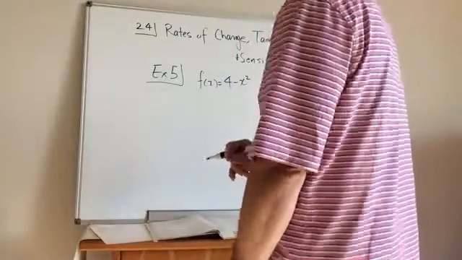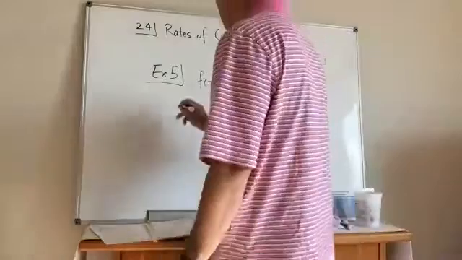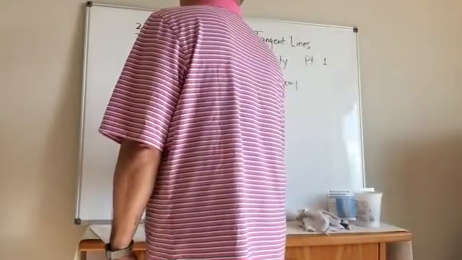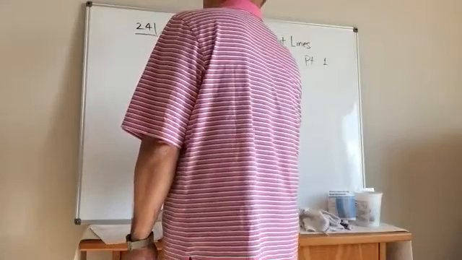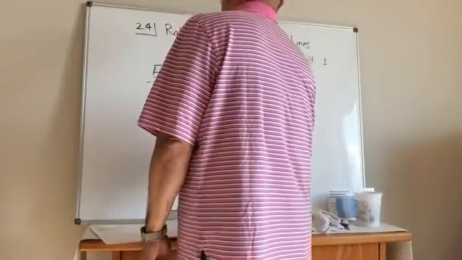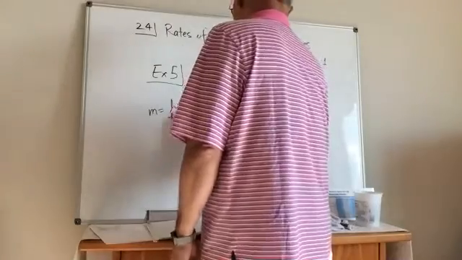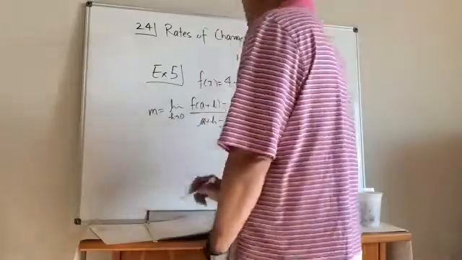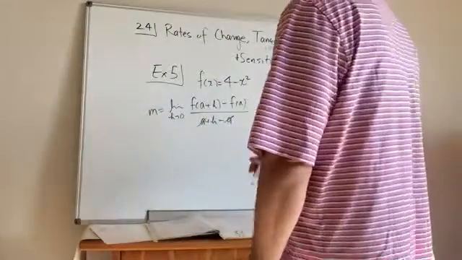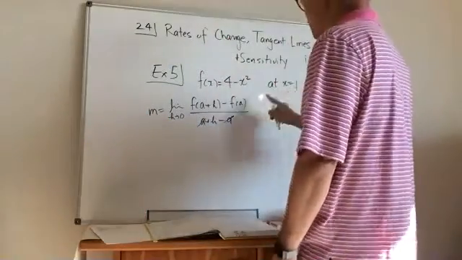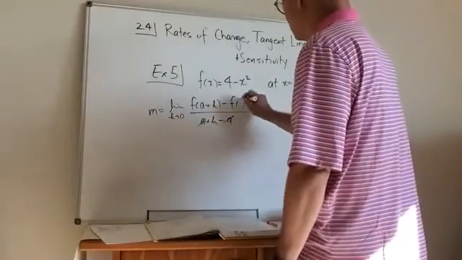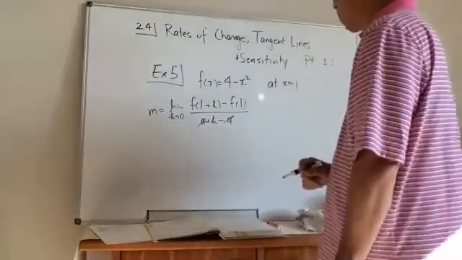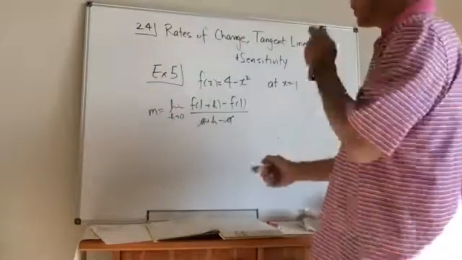Okay? So let's find the tangent line first. So to find the slope of the tangent line, I'm going to get the limit as h goes to 0 of f of a plus h minus f of a over a plus h minus a, where the a's cancel out. But I'm looking at x equals 1, so this now becomes 1 and 1, right? So all I have to do now is go ahead and plug it in, right?